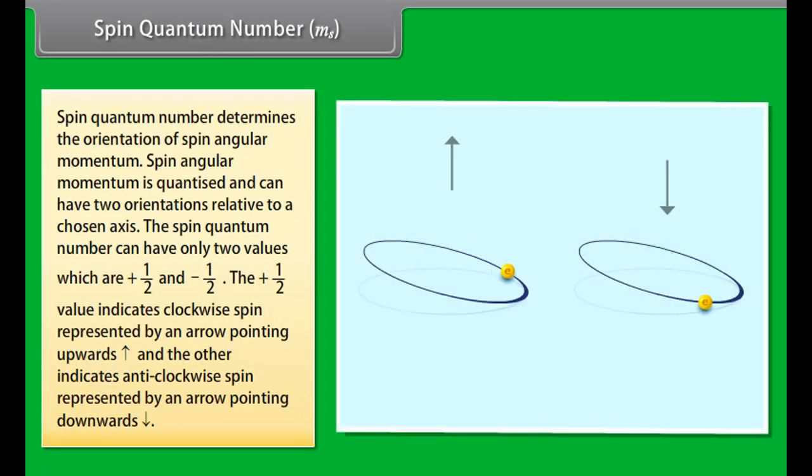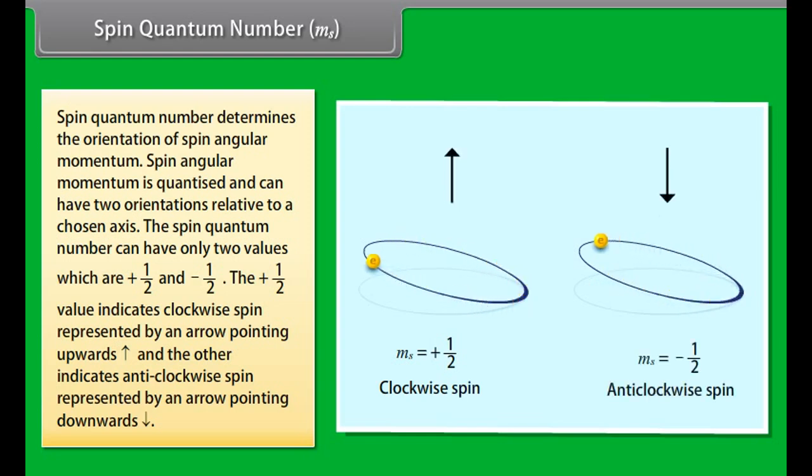Spin quantum number, ms. The spin quantum number determines the orientation of spin angular momentum. Spin angular momentum is quantized and can have two orientations relative to a chosen axis. This spin quantum number can have only two values, which are +1/2 and -1/2. The +1/2 value indicates clockwise spin, represented by an arrow pointing upwards, and the other indicates anti-clockwise spin, represented by an arrow pointing downward.